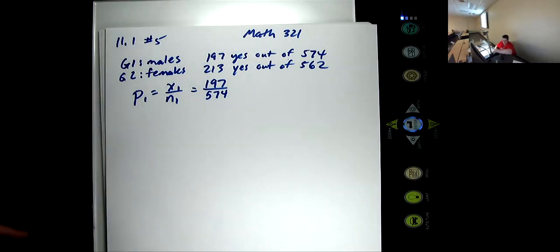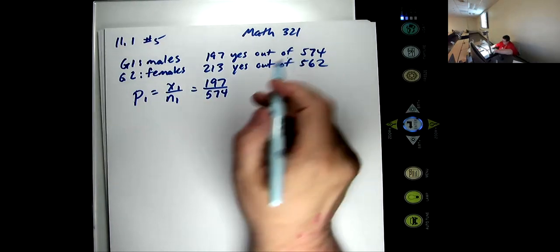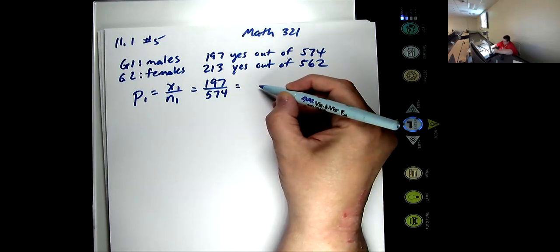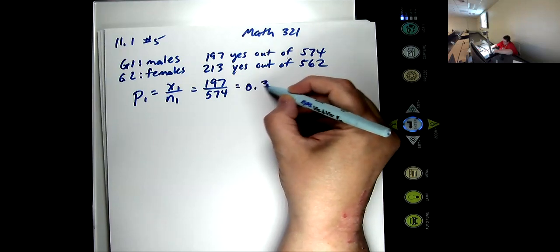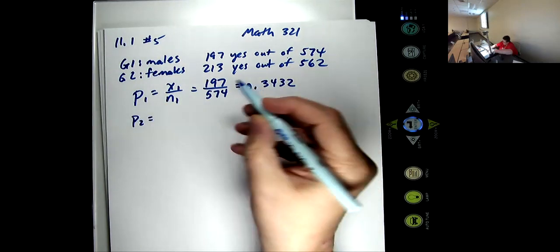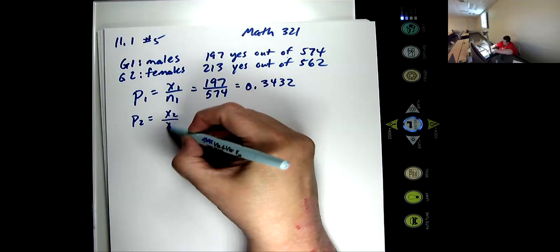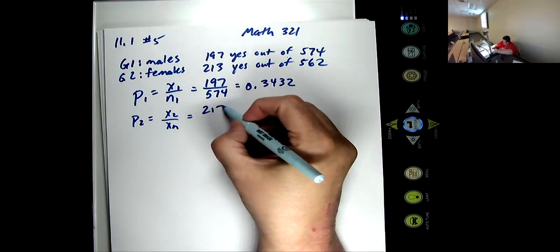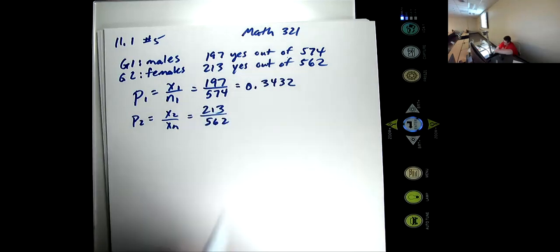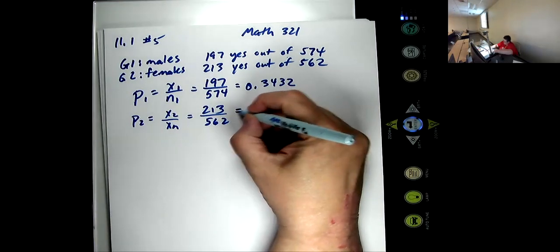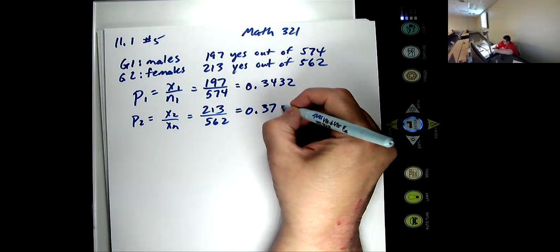The only thing handy about it is it has the old answers to questions. So to 4 decimal places, I'm getting 0.3432. P2, females, X2 out of N2. We have 213 out of 562. When I do that division, I get 0.3790.